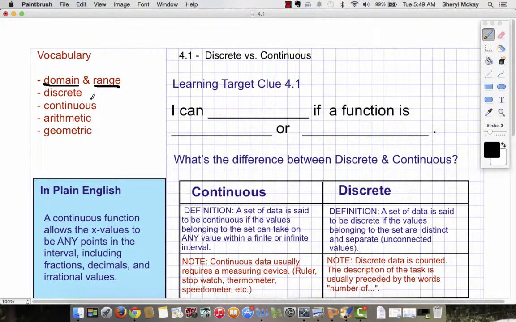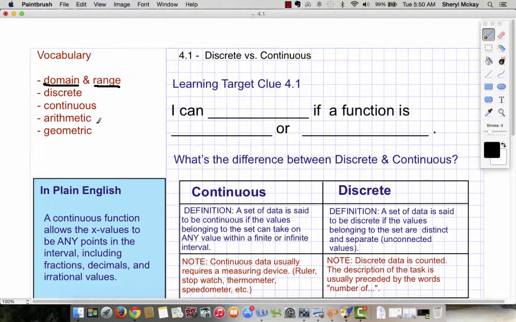And that's going to be important in understanding discrete and continuous, which are our next two words, which is what we're really going to talk about, discrete and continuous. Discrete, just very quickly, means individual, separate. Continuous means connected, okay? Arithmetic and geometric sequences are things that we talked about last time.